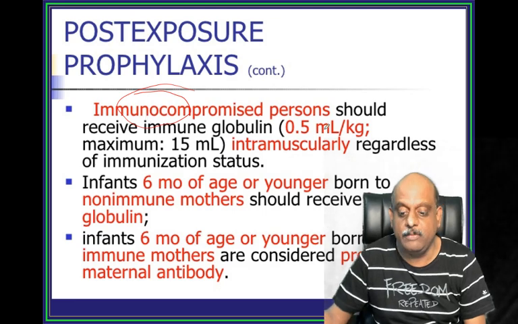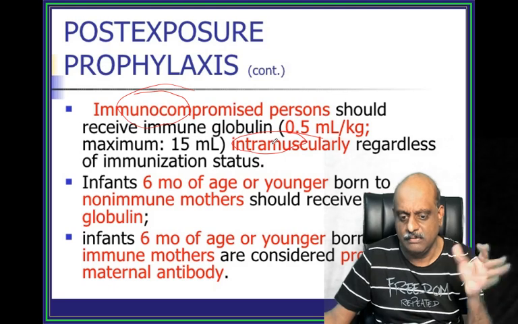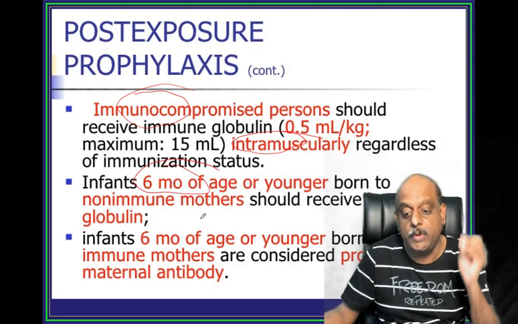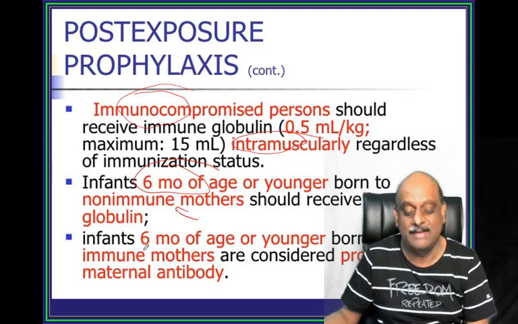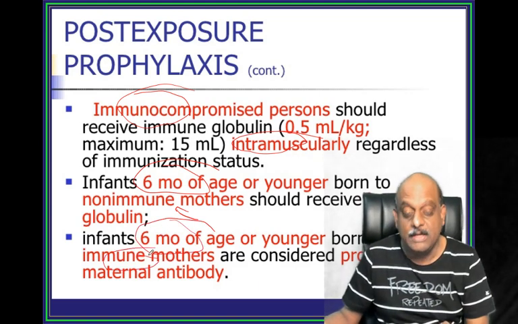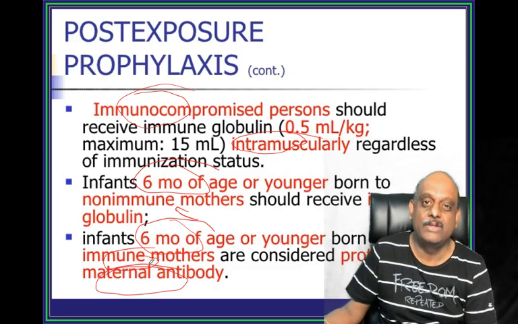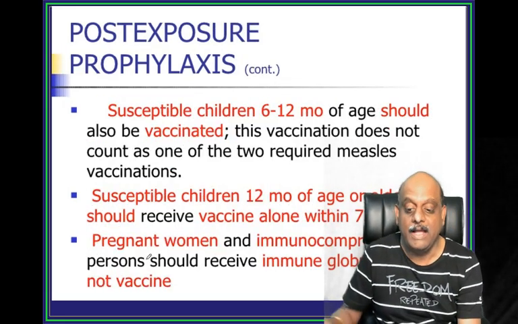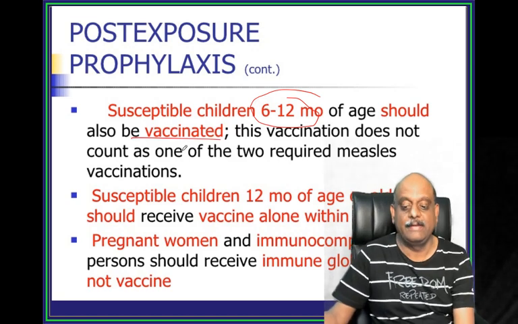Immunocompromised persons should receive immunoglobulin intramuscularly irrespective of their immunization status. Right? And infants 6 months of age or younger born to non-immune mothers should also receive the immunoglobulin, passive immunization. Infants 6 months of age or younger born to immune mothers are considered protected by the maternal antibody. So these are some of the important clinical scenarios. And susceptible children 6 to 12 months of age should also be vaccinated.